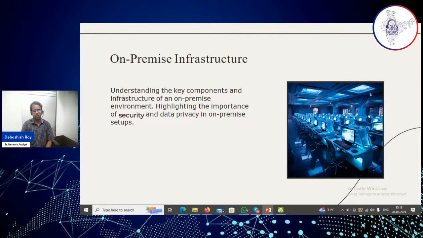Because if you do not know, maybe you're having a web server, a file server, email server, or DNS server, DHCP, these things, or routers, switches, then how can you migrate to the cloud? How can you integrate? So highlight the importance of security and data privacy in the on-premise setup, which is also very crucial.